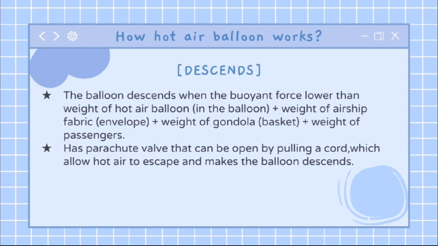Next is how a hot air balloon descends. The balloon descends when the buoyant force is lower than the weight of hot air, plus the weight of airship fabric, plus the weight of gondola, and the weight of passengers. A hot air balloon also has a parachute valve that can be opened by pulling a cord, which allows hot air to escape and makes the balloon descend.